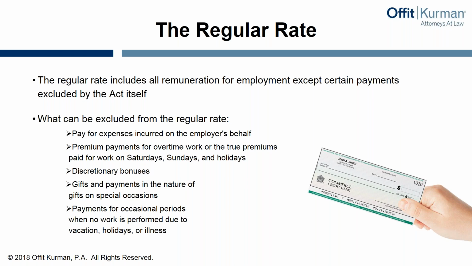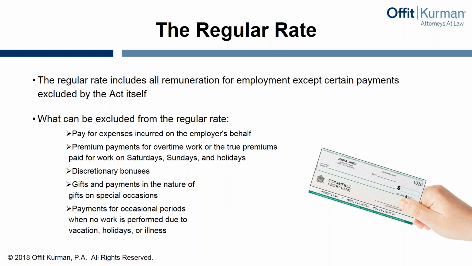Another category that does not get incorporated into the regular rate is discretionary bonuses. And I like to think of this as, obviously there's no obligation on the part of the employer to pay this bonus. They get to the end of the year, hey, we had a really good year. I want to give everyone $1,000. That $1,000 payment wouldn't get incorporated into the calculation of the regular rate.